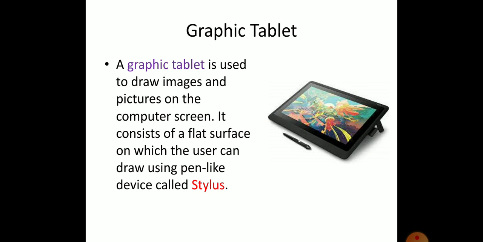Okay, what can you do in a graphic tablet? You can draw images and pictures. Whatever image you want to draw, you can draw on the graphic tablet. But how? With the help of a stylus. A pen-like device is used, and that is called a stylus. With the help of that stylus, you can draw on the graphic tablet.